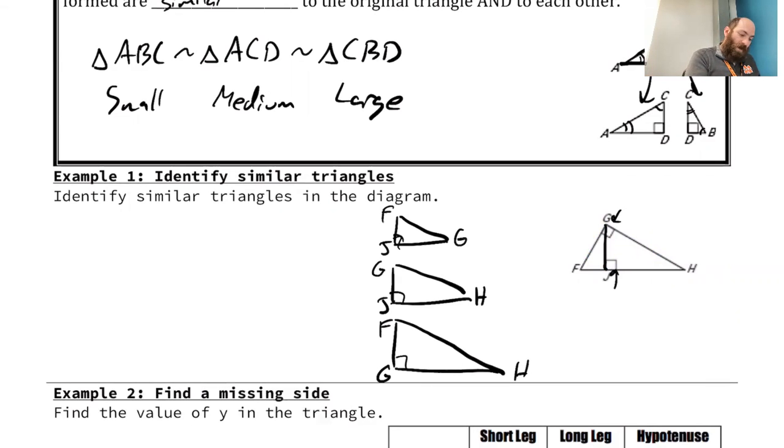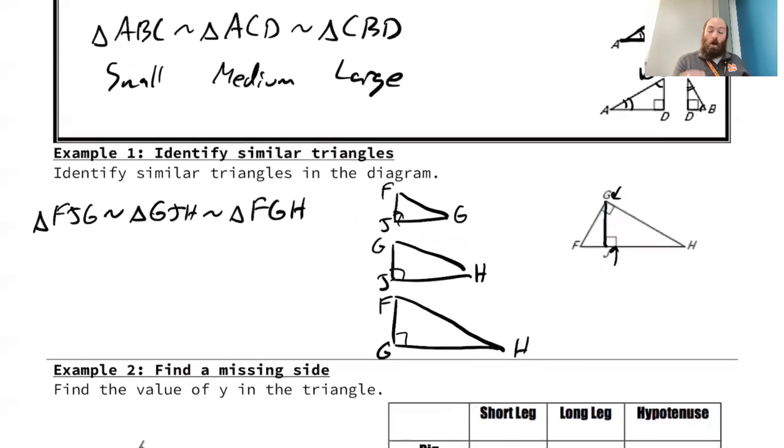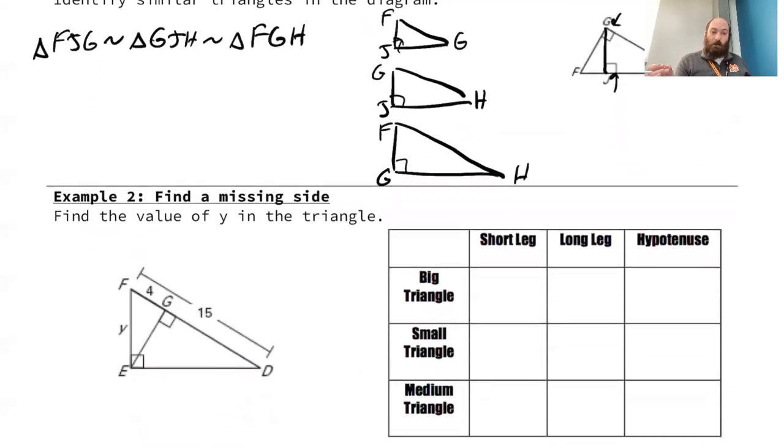So we can see right here, you'll see in the next section, short leg, long leg, hypotenuse, they're all oriented the same direction. So I can actually write these into similarity statements. Triangle FJG is similar to triangle GJH is similar to triangle FGH. What we can use this for is finding these missing pieces.